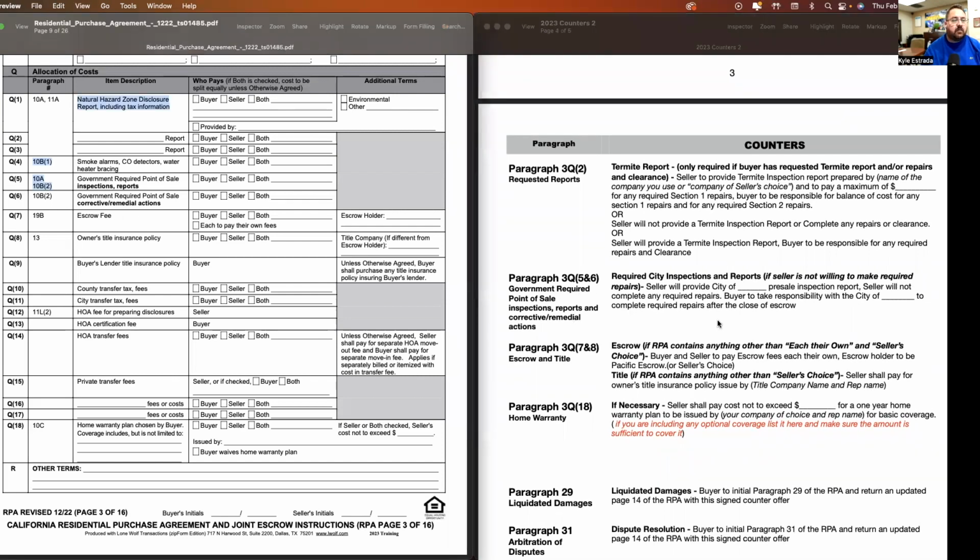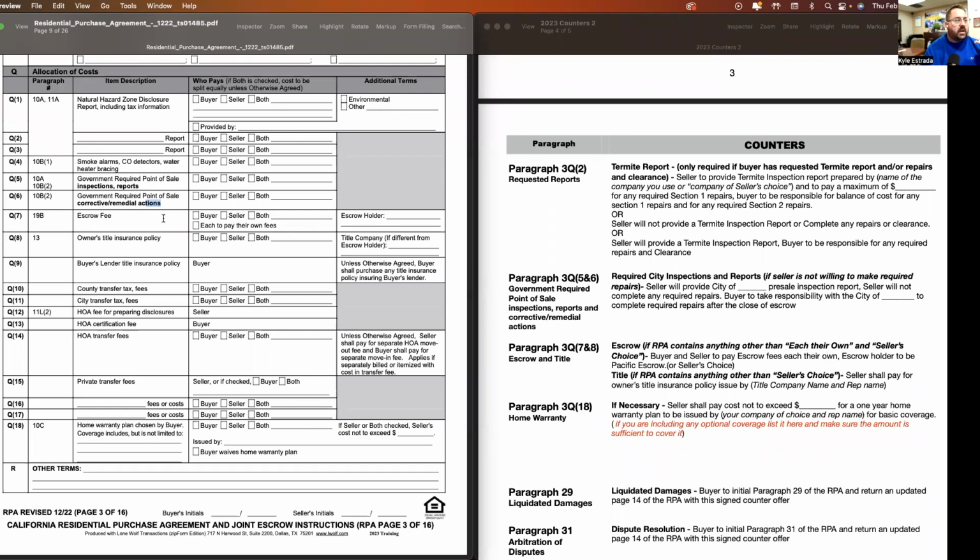The next one, the government required point of sale, that's 3Q5 and 6 that we're going to attack here. These are the city pre-sale inspection reports, and any repairs that need to be done as part of that report. So this is the reports, and this is the actual repairs that need to be done, or any corrective actions. For example, a certificate of compliance in the city of LA, things like that.